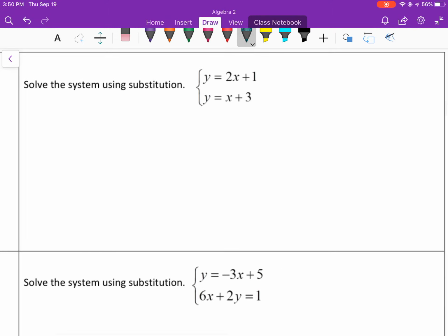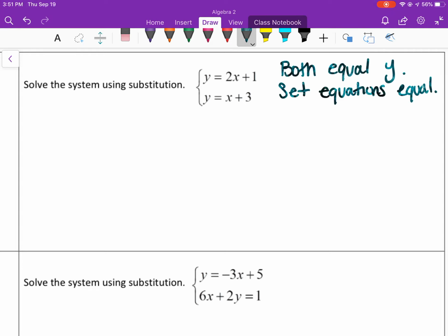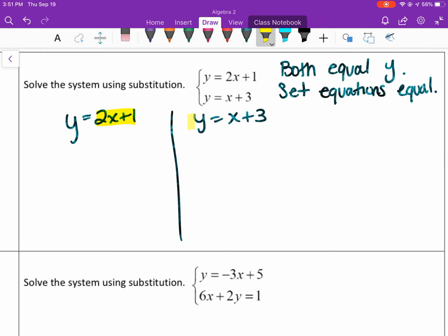Okay, notice that these equations are both equal to y. So if they both equal y, then you can set the equations equal to each other. So you can set equations equal. Essentially, you're doing the same thing. You have y equals 2x plus 1 and y equals x plus 3. You're taking this equation and substituting it in for this y. So you're setting the equations equal. 2x plus 1 equals x plus 3.